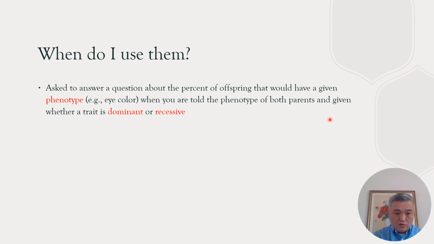Now, how do you use Punnett squares? One way you oftentimes see them is if you ask a question about what percent of offspring would have a given trait, for example, a phenotype of eye color, when you're told the phenotype and potential genotypes of both parents, given whether a trait is dominant or recessive.